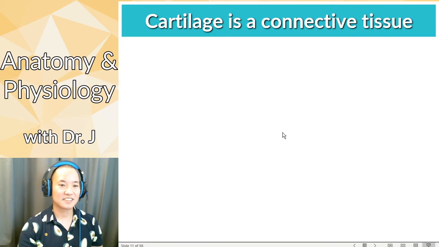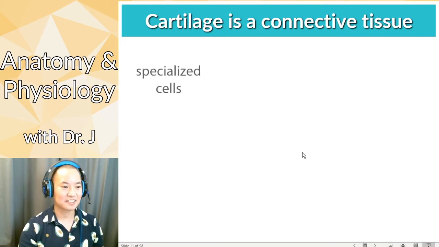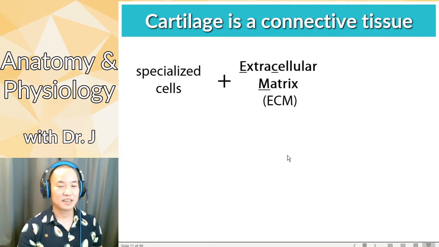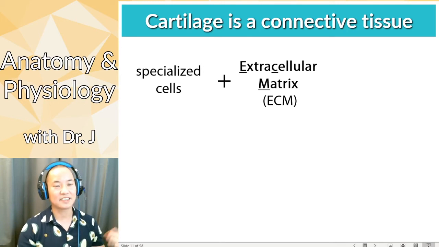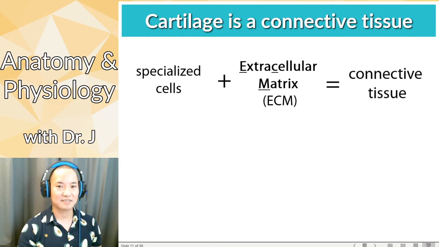So cartilage is a connective tissue. Most of you got that correct. So it involves, again, connective tissues. They not only have matrix, they have specialized cells. They have an extracellular matrix, and again, your books refer to it as just matrix, but I like saying extracellular matrix because it means it's outside of the cells. So when you have specialized cells plus a matrix, you have the connective tissue.